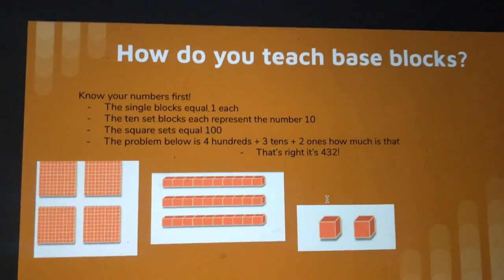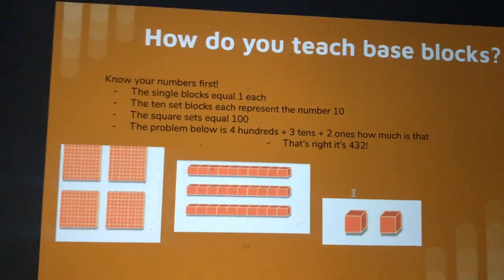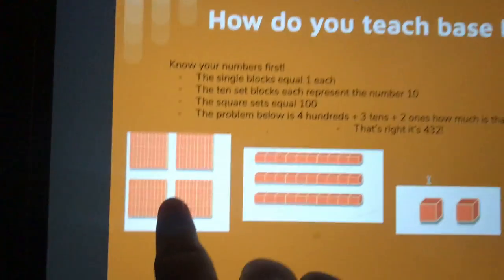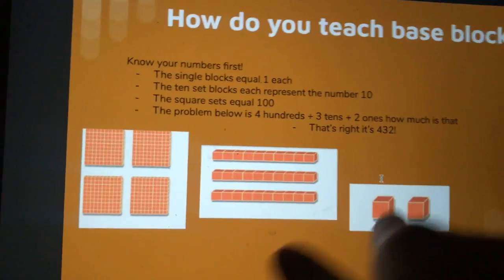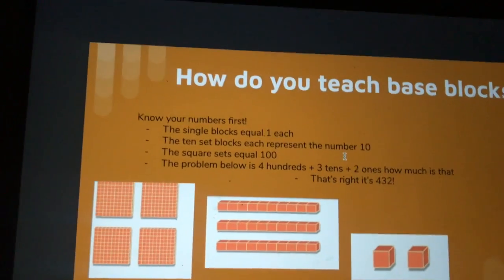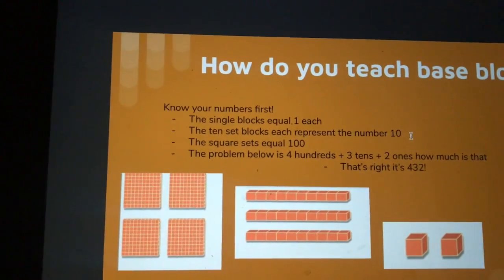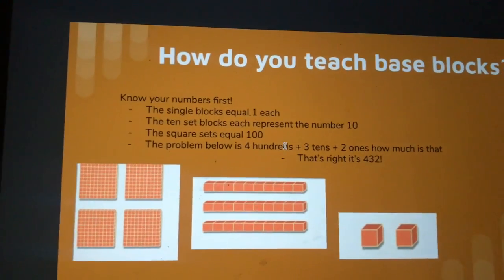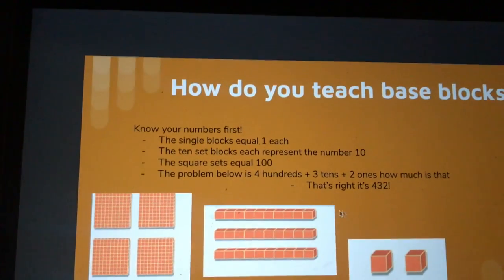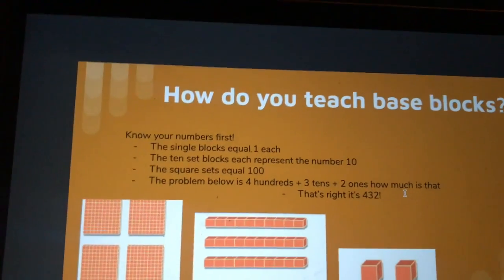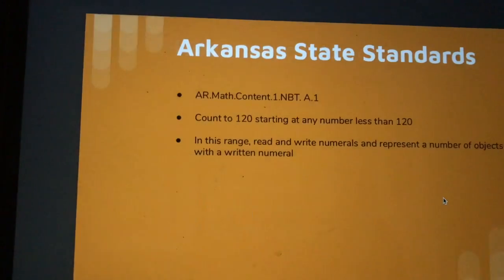How do you teach base blocks? First, you need to know your numbers. So right here, that's a set of 100, a set of tens, and a set of ones. The single blocks each equal 1. The 10 set blocks each represent 10. The square sets are 100. The problem below is 4 hundreds plus 3 tens plus 2 ones. How much is that? It's 432.